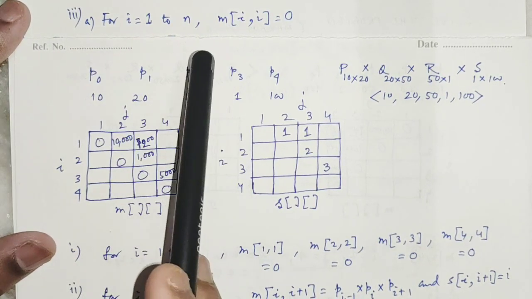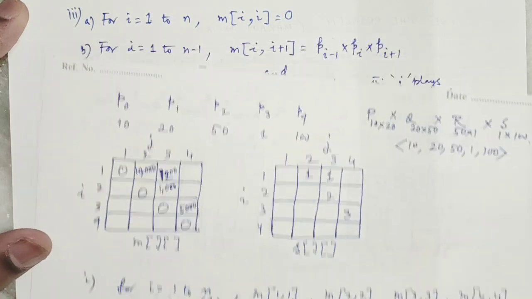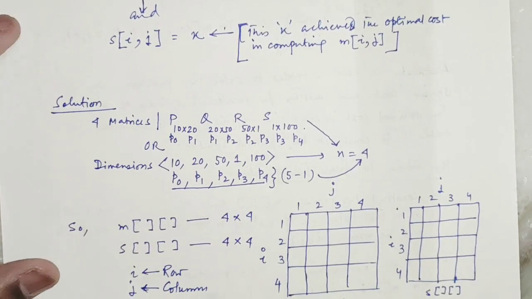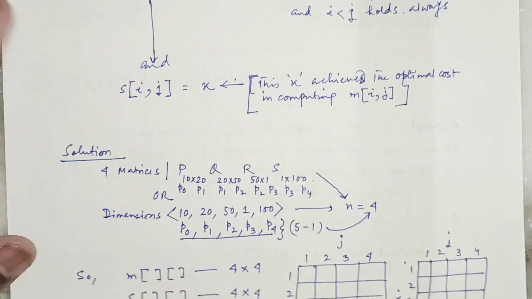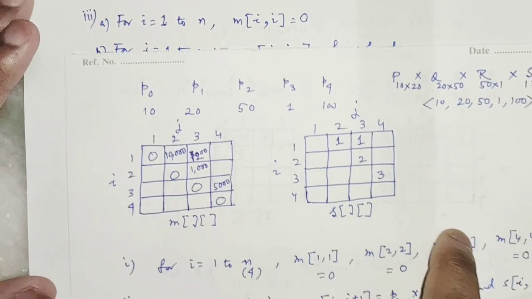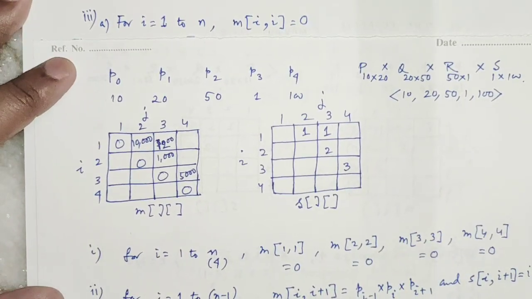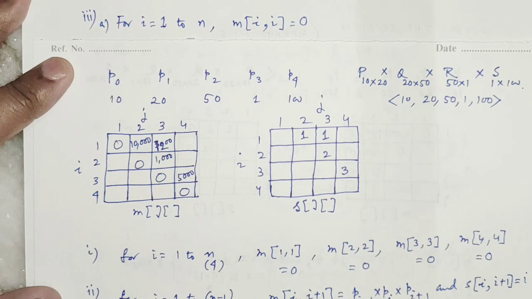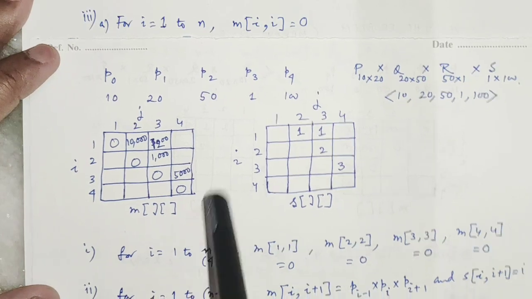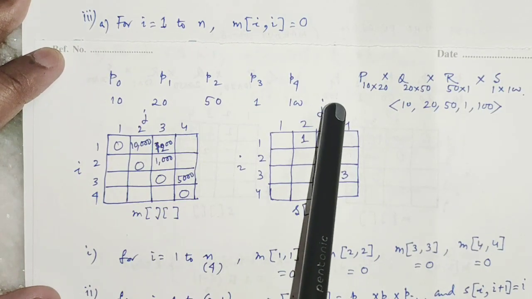i equals 1 to n, here I have 4 matrices in the chain. I already told n equals 4. So in this formula i will be 1 up to 4. Then in that case m of i comma i equals 0. So this is the dimension sequence I wrote here again.